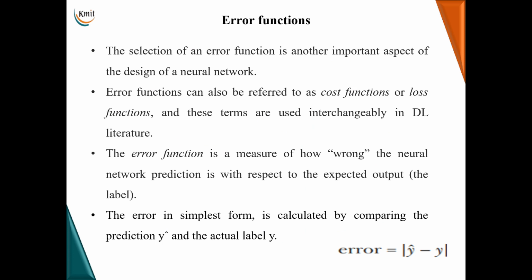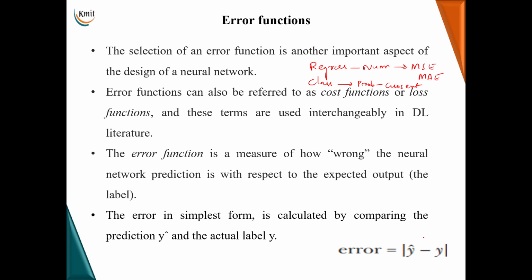If the error is high, then that means our model needs to be trained more, and if the error is very less, then the model is good. The selection of an error function is another important aspect of the design of a neural network. When you go for regression problems where numerical values are involved, we calculate MSE, mean square error, and mean absolute error. And in classification problems where a set of probabilities is involved, we calculate cross entropy.